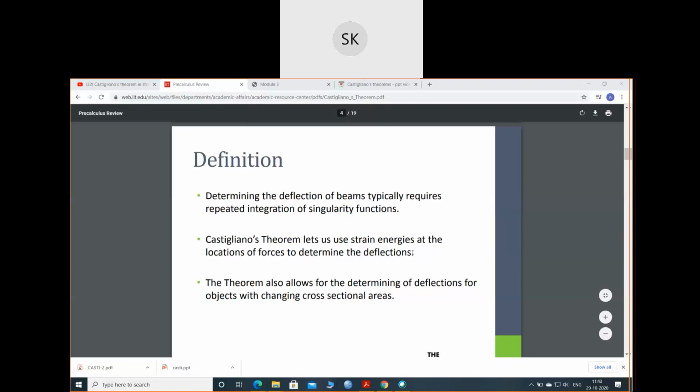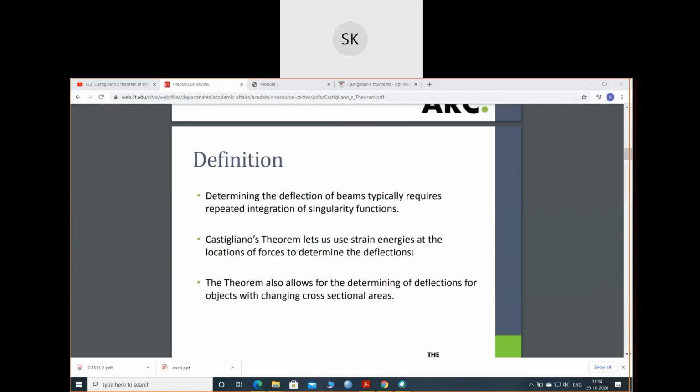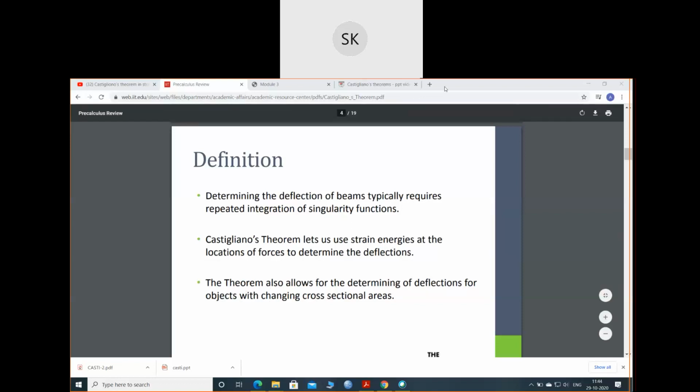Right, earlier we have studied the deflection of beams and all. Now this is one more theorem. We can find the deflections of beams. This theorem also allows for determining deflections for objects with changing cross-section area. In the slope and deflection method, we have used a single, same cross-section beam.